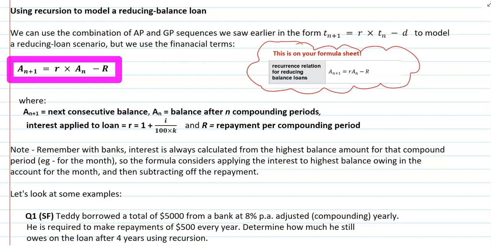As a side note, banks are always looking out for their best interest. So when interest is calculated on these reducing balance loans, it's always calculated from the highest balance amount for that compounding period. So the formula always considers applying interest to the highest balance owing in the account for that compounding period. So for example, for a month, and then the repayment gets subtracted from it. This affects scenarios where you may be making extra repayments.